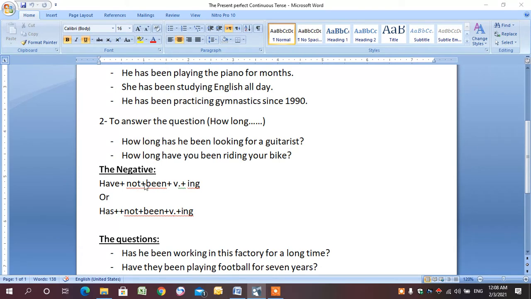The negative form, of course, I use verb have or verb has plus not plus been plus verb plus ing. Of course, we use have with I, you, we, they, and has with he, she, it. So I can say she hasn't been studying English all day, or they haven't been studying English all day.